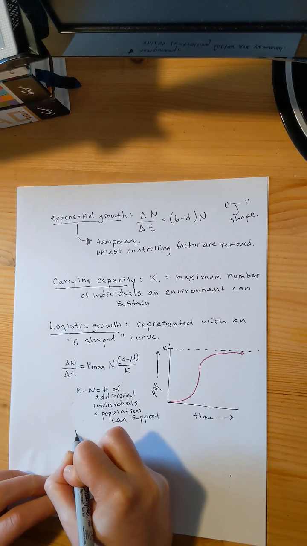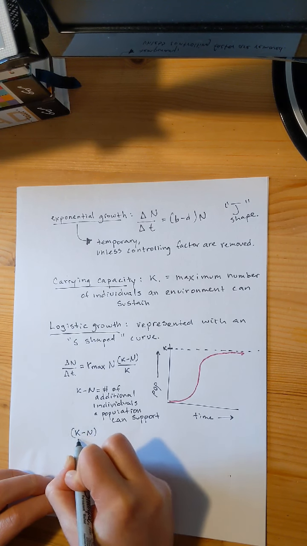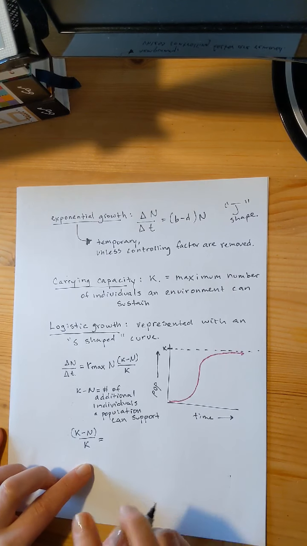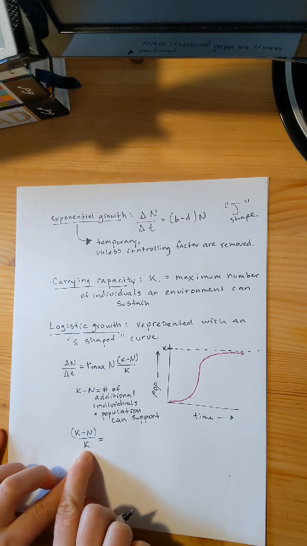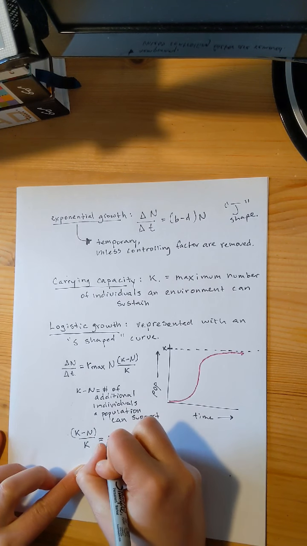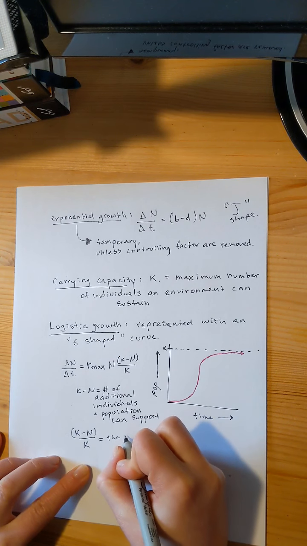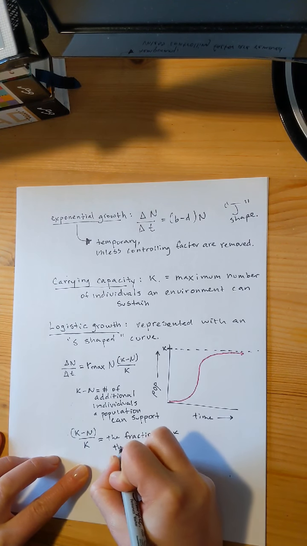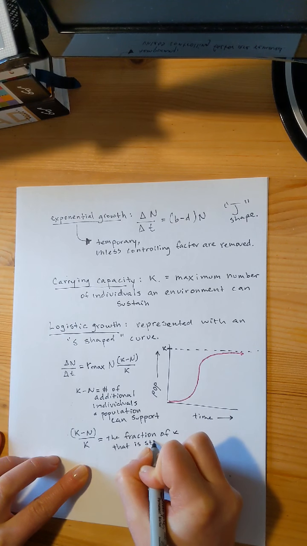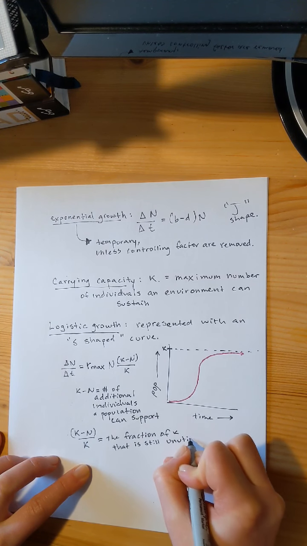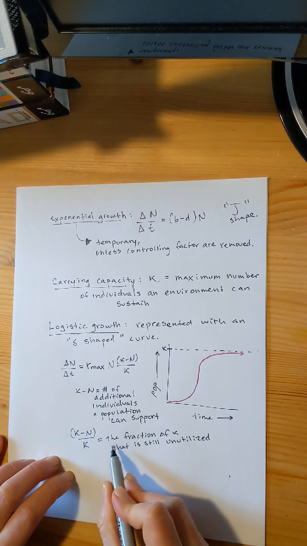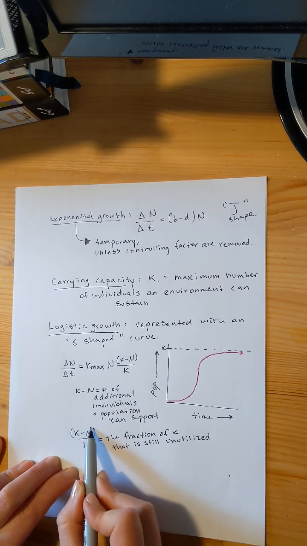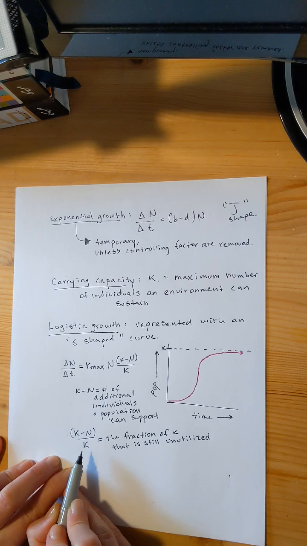And then if we take K minus N over the carrying capacity K, that is equivalent to the fraction of the carrying capacity that is still unutilized. The fraction of K that is not being used, because this is the number of individuals that K can still support, divided by your carrying capacity.